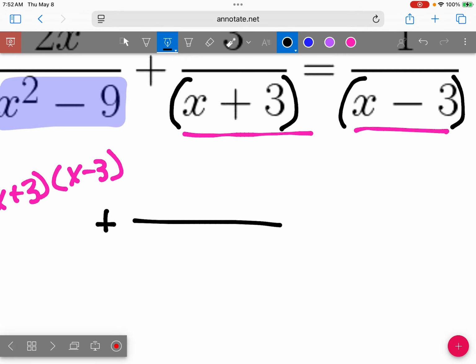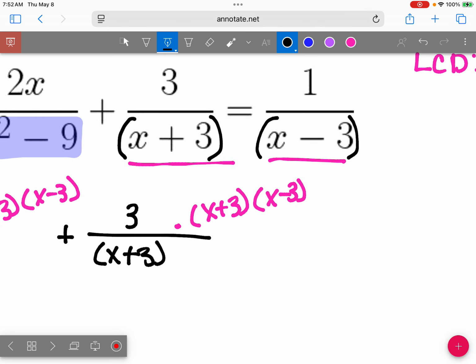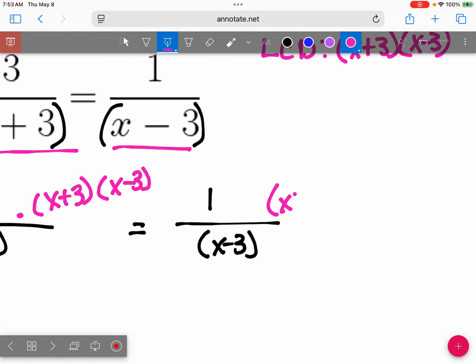Plus, we're going to take our fraction that had our 3 over x plus 3. And it's also going to multiply by that least common denominator, x plus 3, x minus 3. And that's going to equal our 1 over x minus 3 times x plus 3, x minus 3. So we multiply every single term by that common denominator.